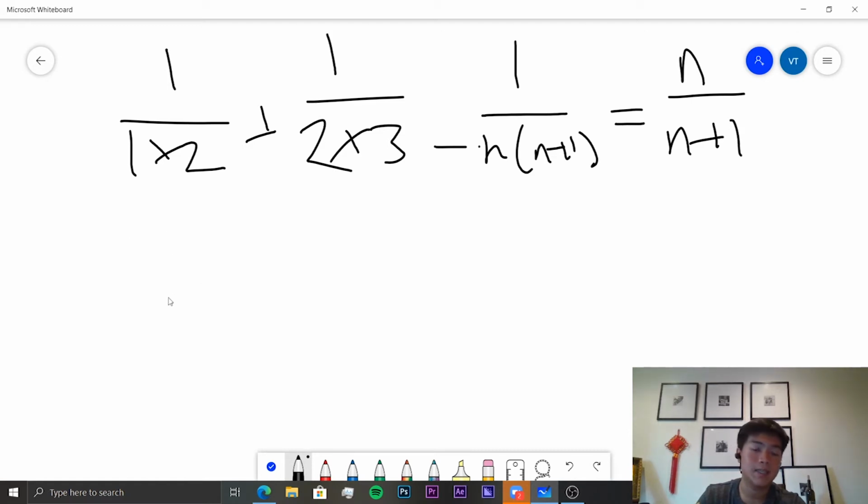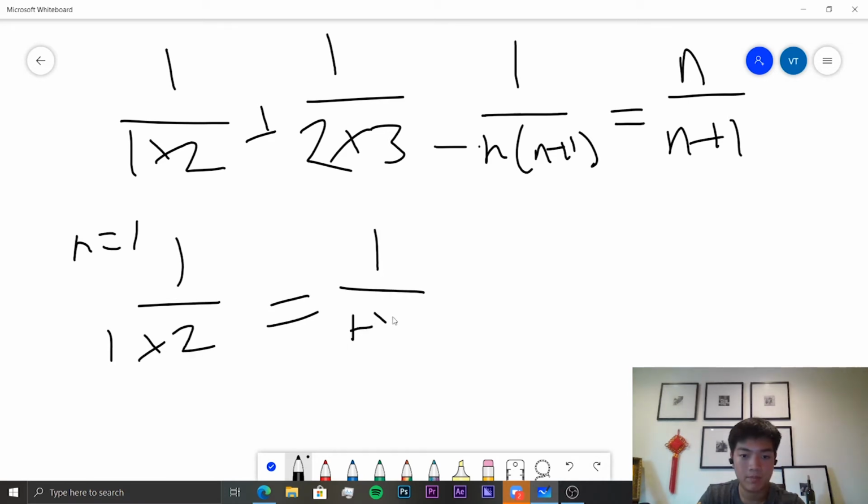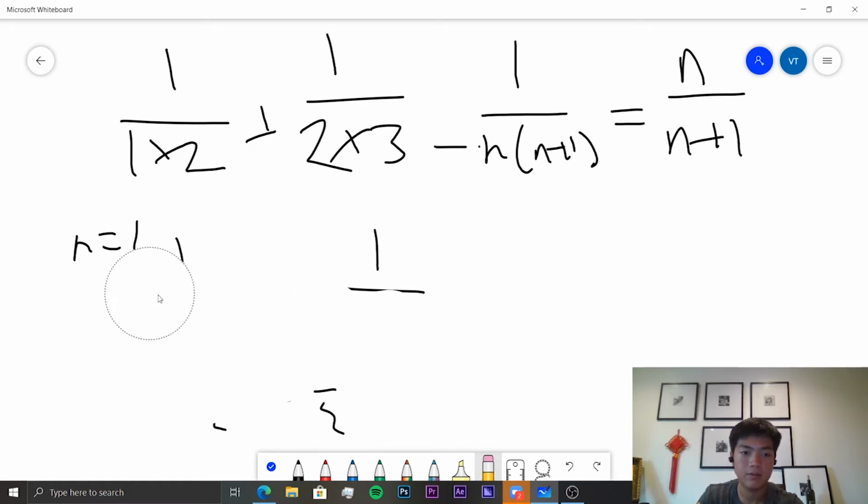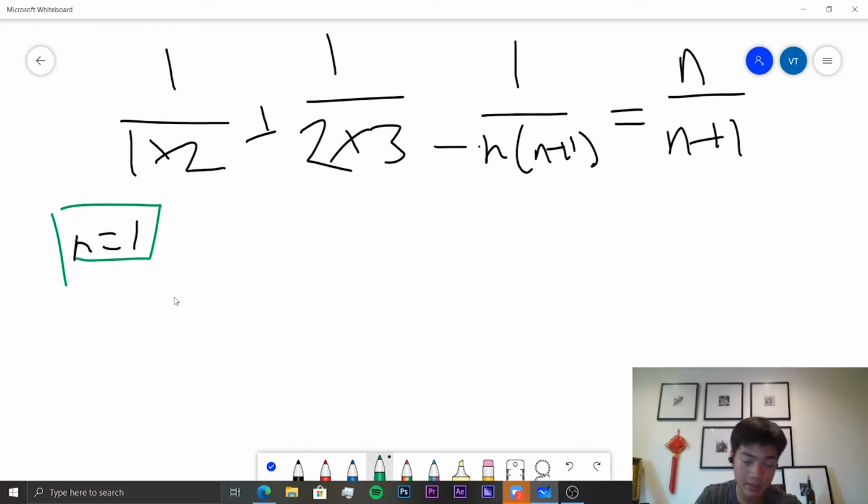So first let's test this for the base case. When n equals 1, 1 over 1 times 2 should be equal to 1 over 1 plus 1. And of course it is. This is just 1/2 is equal to 1/2. So we've already proved this for our base case. And so now we need to prove this for the inductive step.